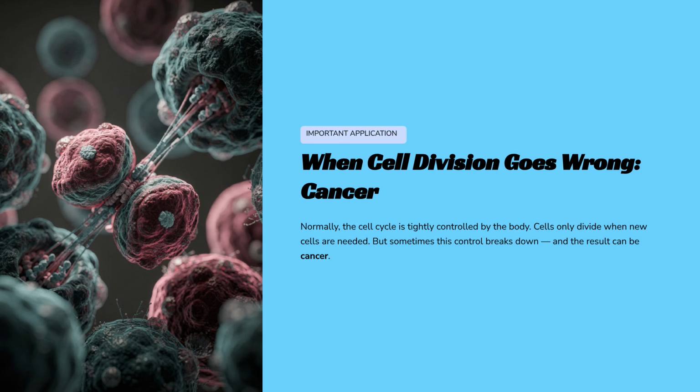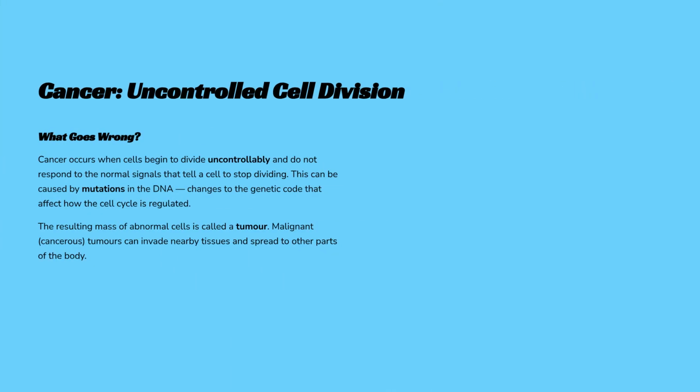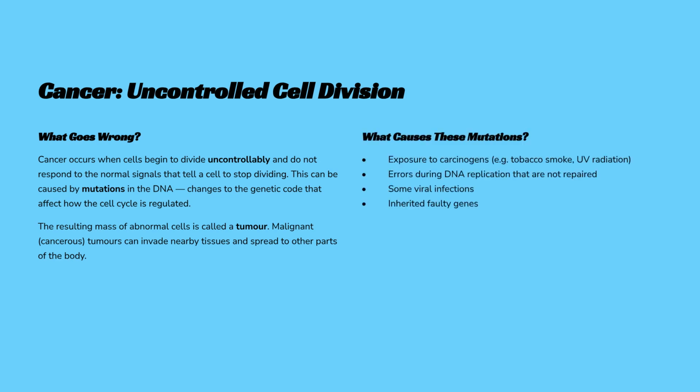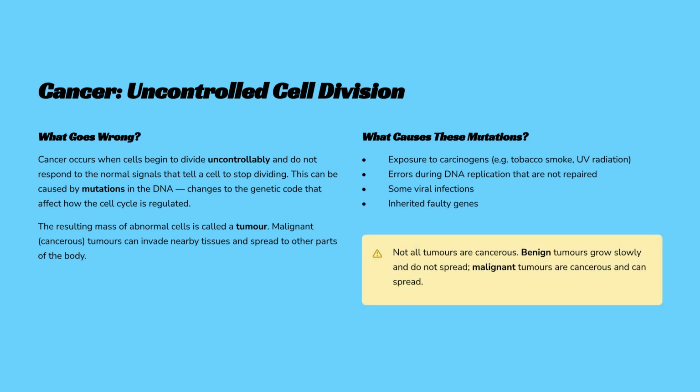The cell cycle is tightly controlled, but if this control breaks down, the result can be cancer. Cancer is fundamentally about uncontrolled cell division. Cancer occurs when cells divide uncontrollably, often due to mutations affecting cell cycle regulation. This forms a tumor. Mutations can be caused by carcinogens, replication errors, viruses, or inherited faulty genes.